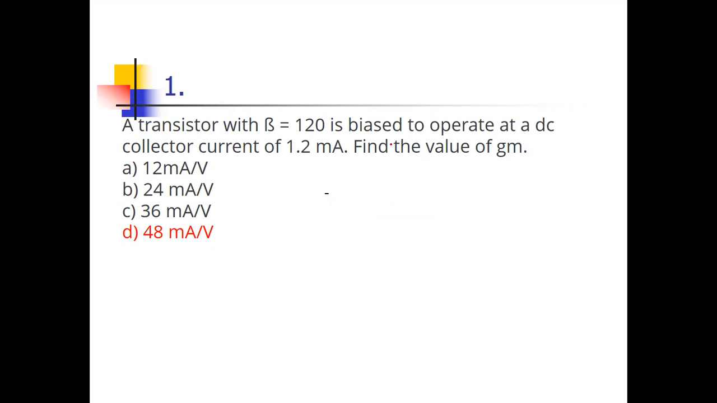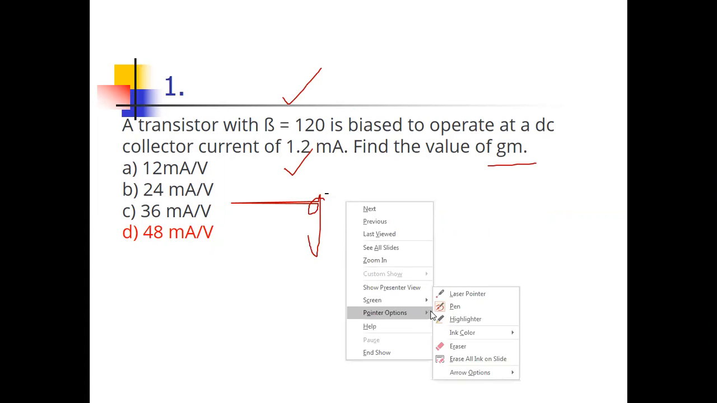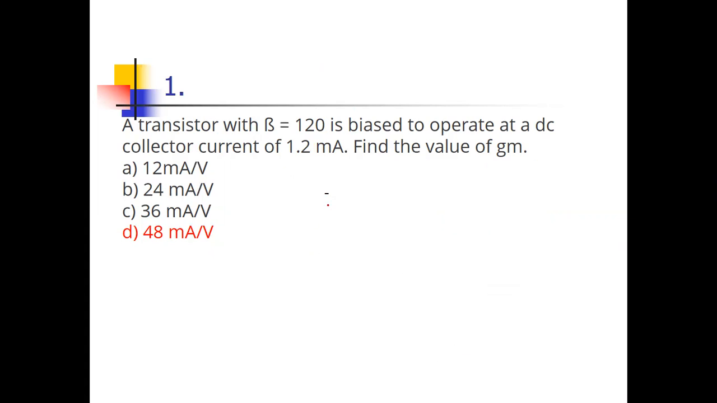Okay. Now, question one: a transistor with beta equals 120 is biased to operate at a DC collector current of 1.2 milliampere. Find the value of gm. First of all, what is given: beta and IC, and you have to calculate gm. You should always keep in mind the expression of gm. So gm is equal to IC by VT. What is IC? What is VT? IC is your collector current and VT is your thermal voltage.